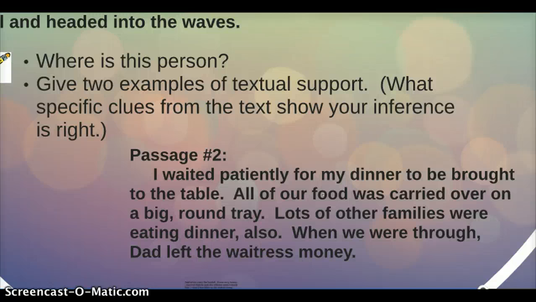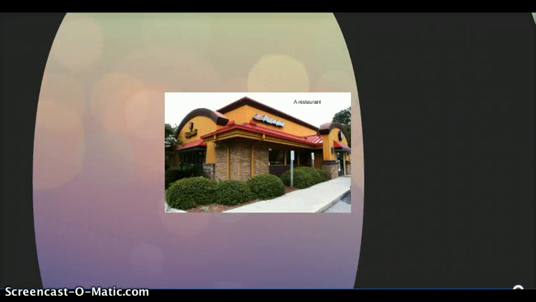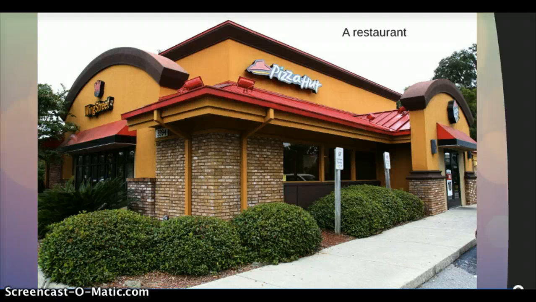Okay, same questions. Where is this person? And give two examples of textual support. Pause and take care of that right now. Okay, so you should have gotten that this is a restaurant, and some of the clues may have been the waitress, waiting for something to eat, etc.